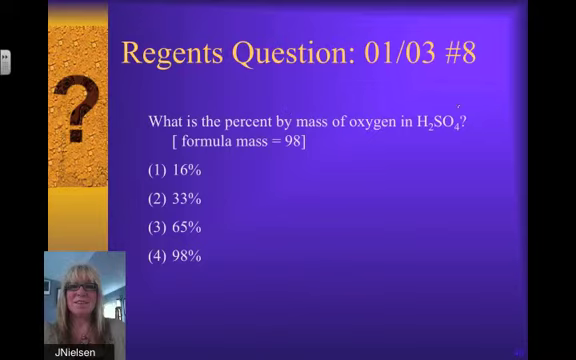What is the percent mass of oxygen? We just did this. So this is my part, this is my whole. 4 times 16 is 64 over 98 times 100. Sorry, that was the same example. 65.